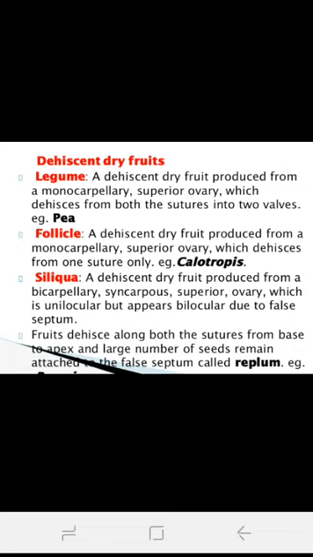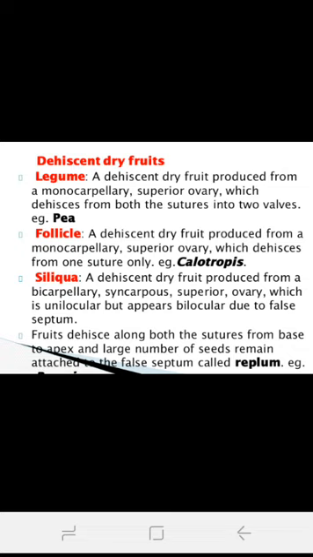Then follicle is another example of a dry dehiscent fruit developed from a monocarpellary superior ovary. It dehisces from one suture only, one valve only. Example: Calotropis. Then siliqua is also another dry fruit. A bicarpellary syncarpous ovary develops into a siliqua fruit. It appears unilocular, but actually it is bilocular. Another very important example is mustard for siliqua. Here you can see the fruit dehisces along both sutures from base to apex. A large number of seeds are attached to a false septum at the center. That false septum is called replum.